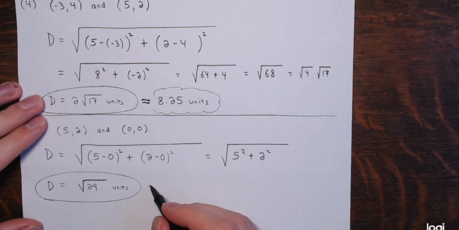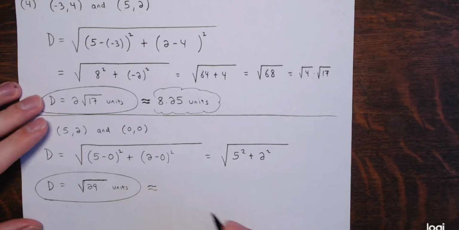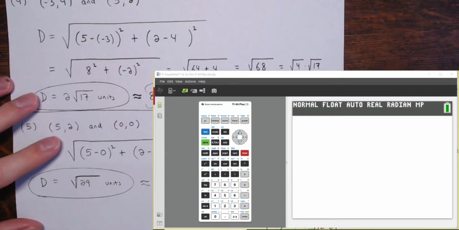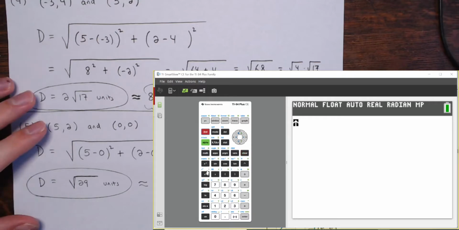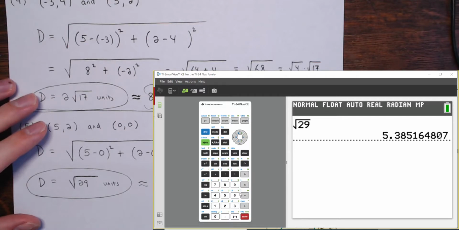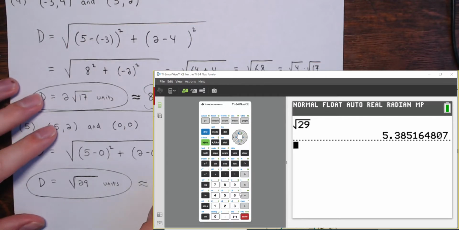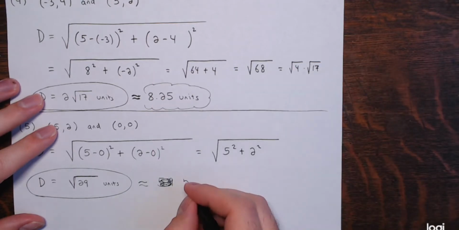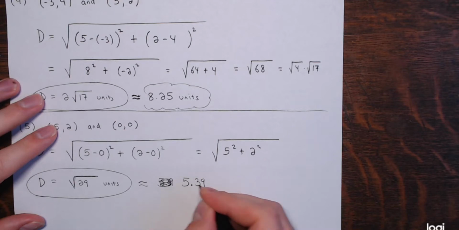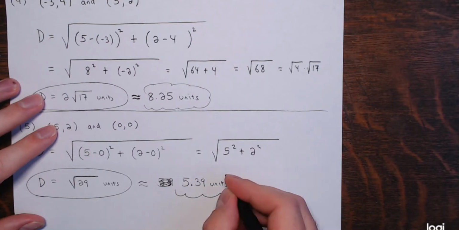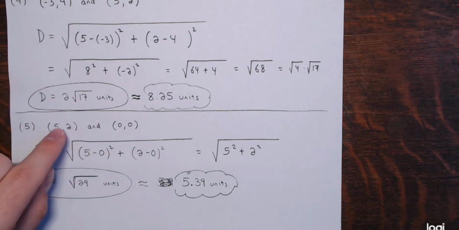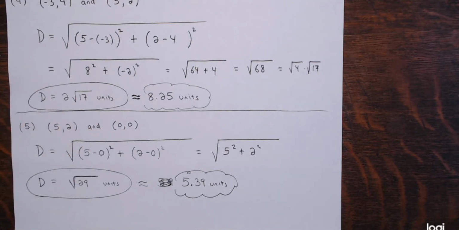And if you want to round this, this should be 5 point something. Let me punch this into a calculator. And I'll round to the nearest hundredth, just because that's what I've been doing with all the other problems. The square root of 29 is 5.385, so approximately 5.39 if I round to the nearest hundredth. 5.39 units, and that's an approximate answer, but still, these 2 points are somewhere between 5 and 6 units apart on the coordinate plane. Great.